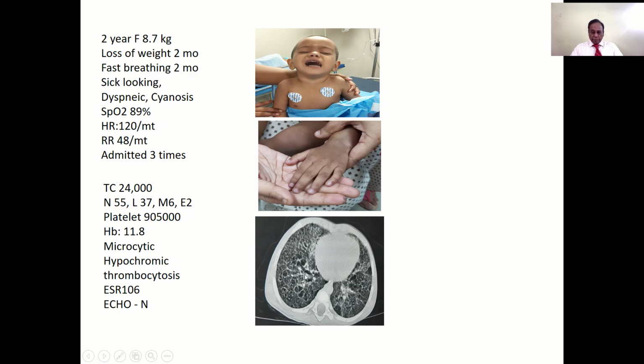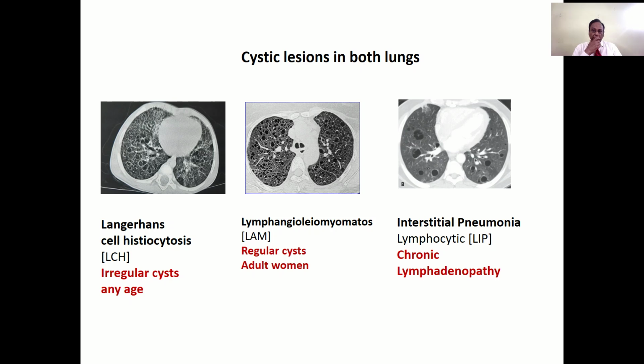The CT shows cysts. Can you see this irregular cyst? I think this makes me think of one particular condition. And before that, if you happen to see any cyst, what are the differential diagnoses? That is the usual question.